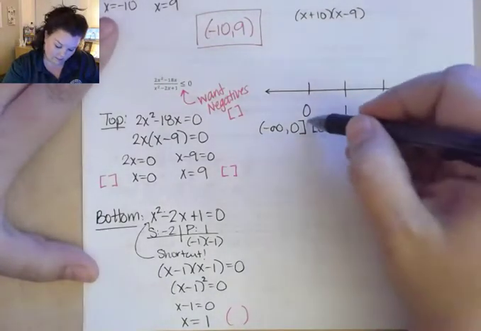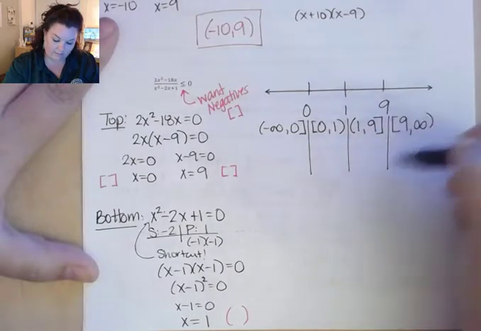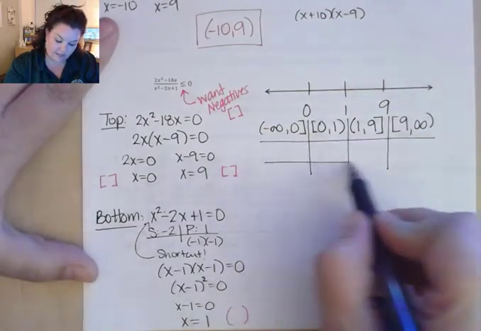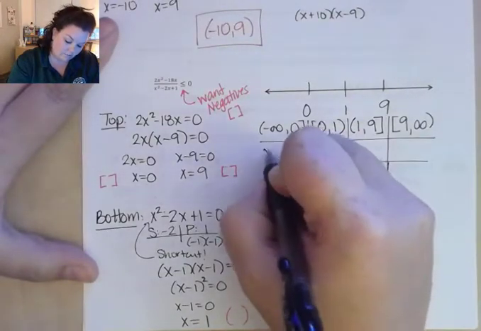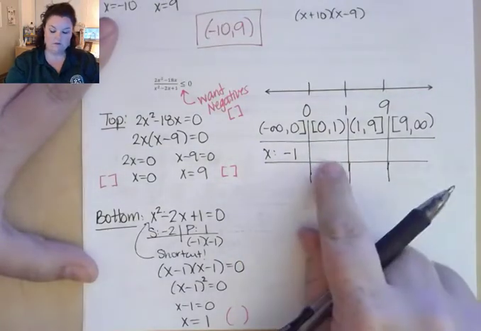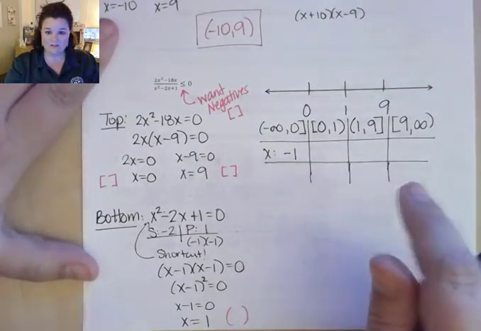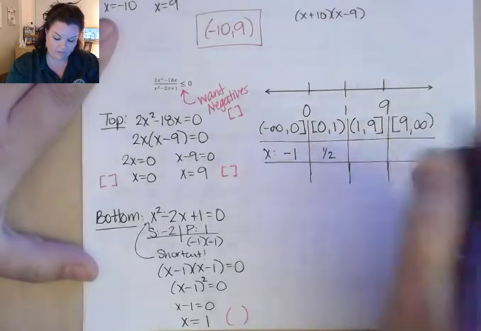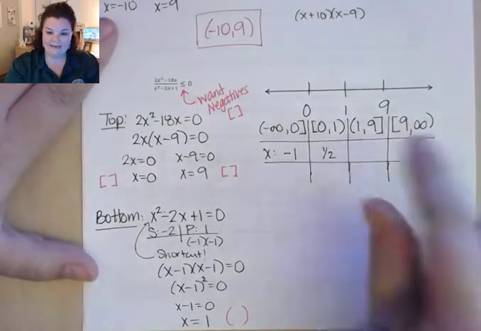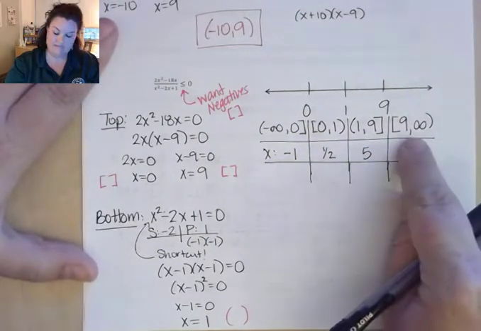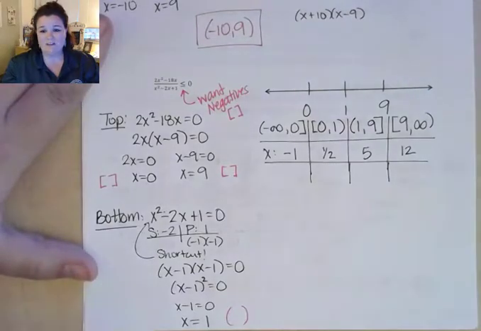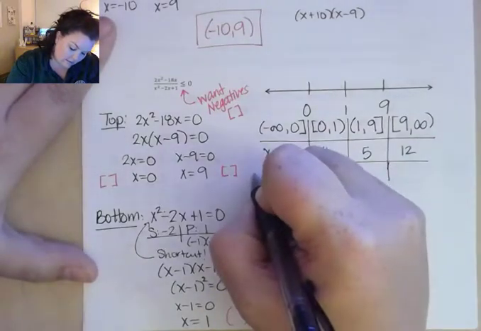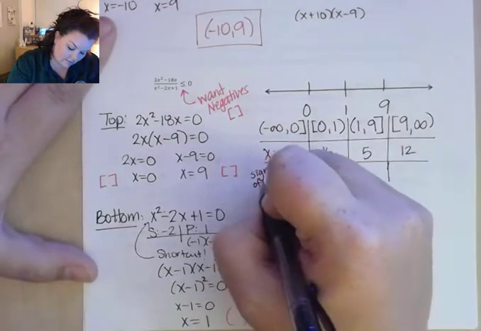Okay? So now that we have our intervals, we want to go ahead and pick test points so that we can see if they are above or below the x-axis, right? So for this interval, I'm going to pick a negative 1. Something between 0 and 1, I'm going to pick a half. Something between 1 and 9, I'm going to pick 5. And something bigger than 9, I'll pick 12, right? Doesn't really matter. As long as the number you pick is in that interval, you'll get the right sign, okay? And this is going to be the sign of our y value.